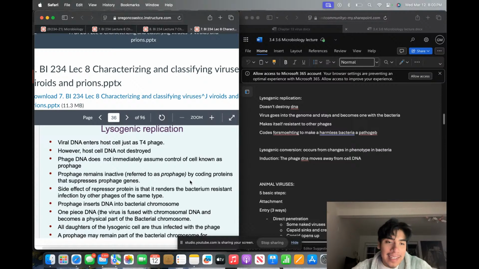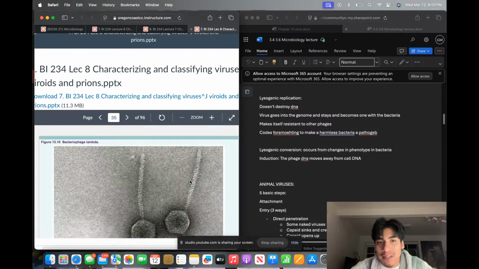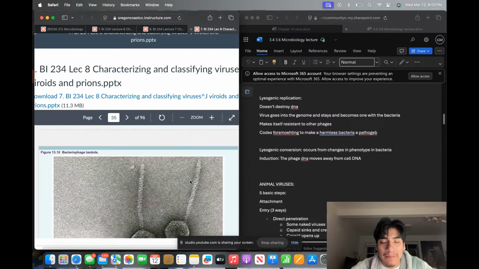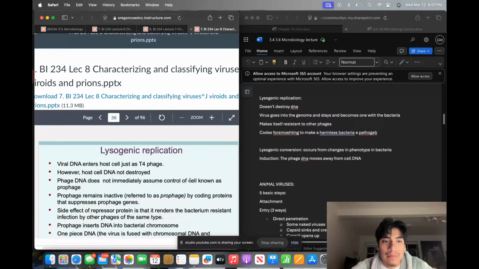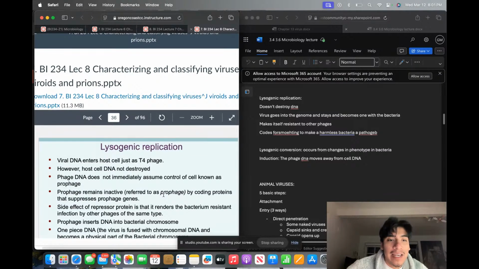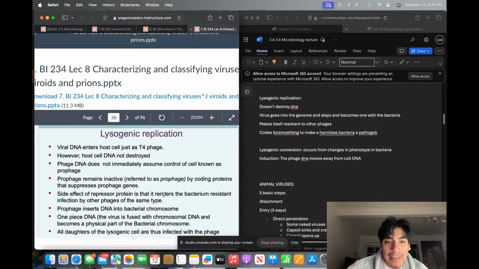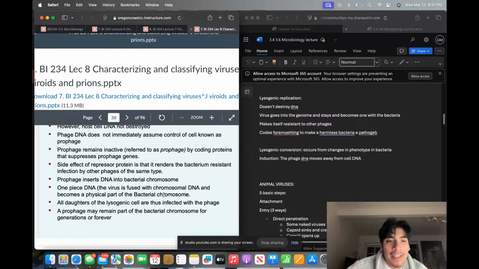Oh, okay. So in this case, it's laying dormant while it's in its prophage stage. Pro meaning before, so that's a way to remember what prophage means, or temperate phages. So in that time where it's inactive, it's coding for proteins that suppress the viral replication, the prophage genes. A side effect of the repressor protein is that it renders the bacterium resistant to infection by other phages at the same time. So that's actually good for the prophage.